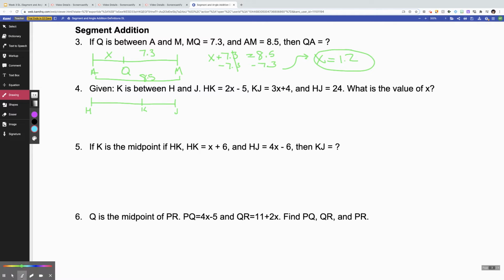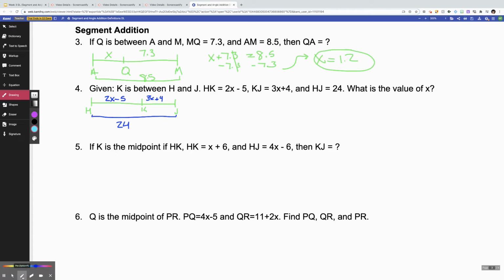Let me change my color so we can see a little better. They said HK is 2x minus 5, so that's one of the parts. KJ is 3x plus 4. And HJ, which is the whole thing, is 24.